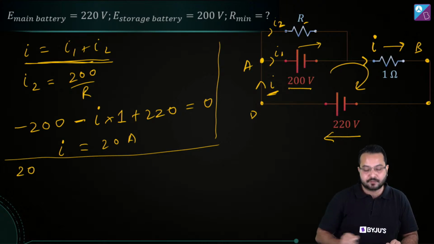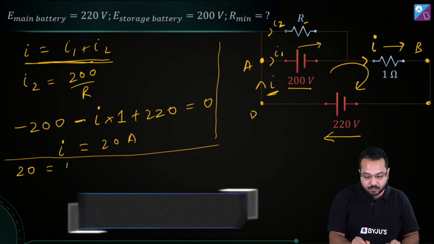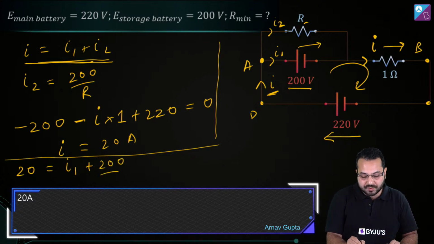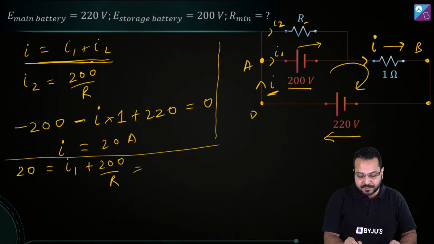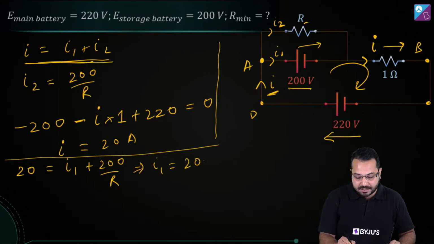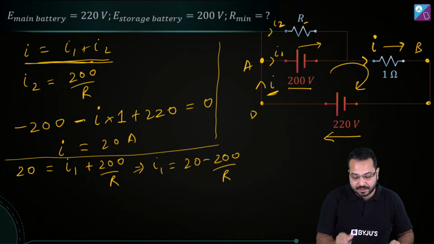So I has a value of 20. This should be equal to I1 plus I2. What is I2? I2 is 200 divided by R. So from here, what do we get? We get the value of I1 as 20 minus 200 divided by R.